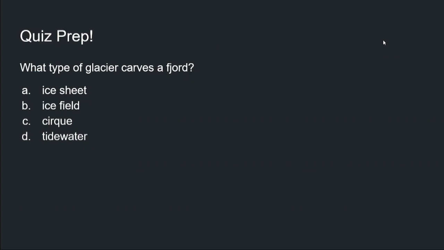An ice sheet is not going to carve a fjord. Neither is an ice field going to do that. They can, though, flatten entire mountains. If you go to Norway, mountains are pretty round because most of them were beneath the Fennoscandian ice sheet during the last ice age, and they were eroded away. A cirque glacier is not going to create a fjord. It's not big enough. It's not the right place for that. And a tidewater glacier will create a fjord.